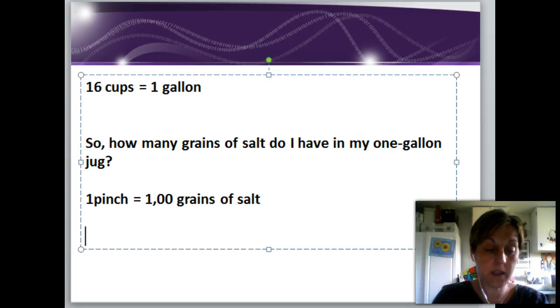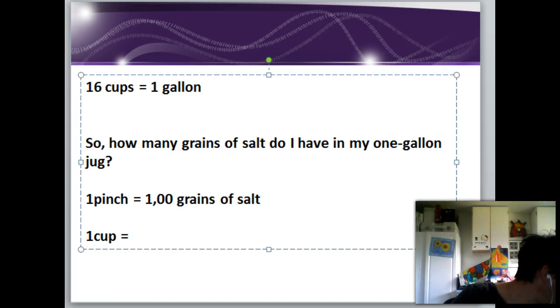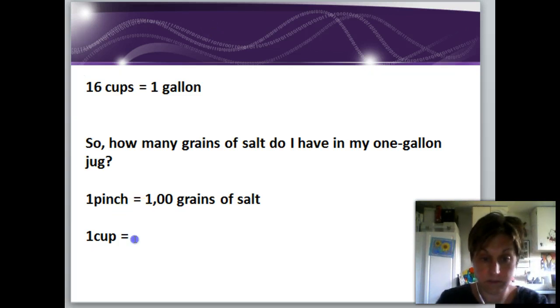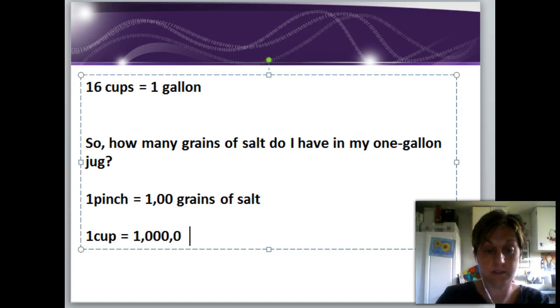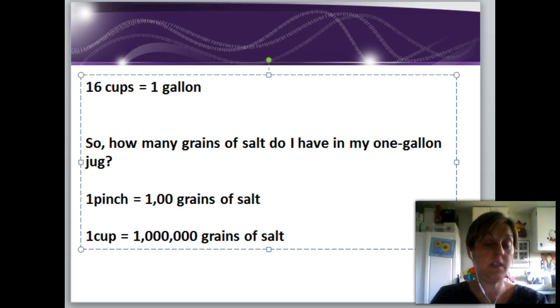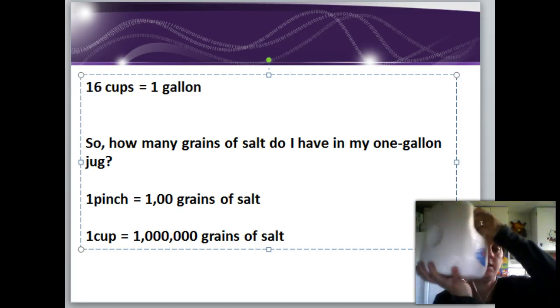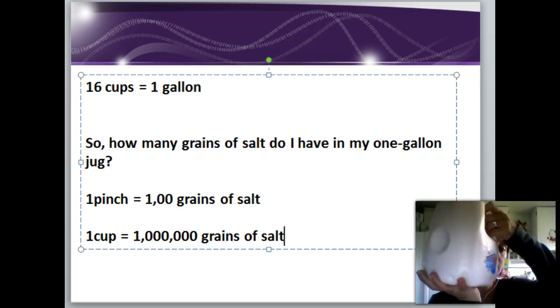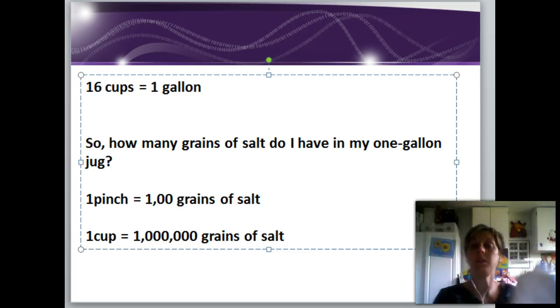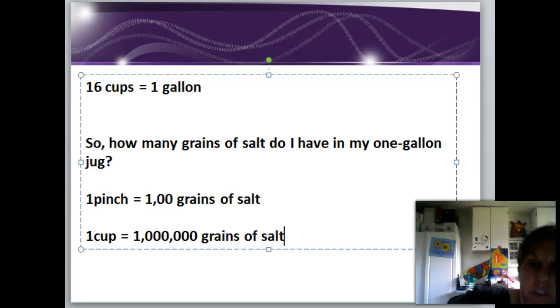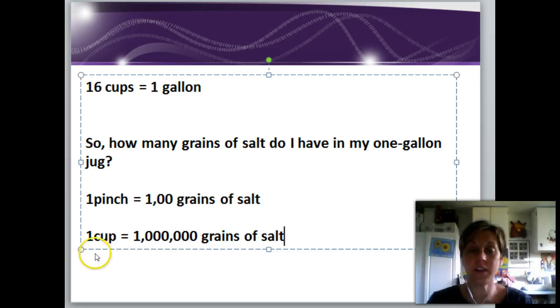If I have 1 cup of salt, that would be approximately 1 million grains of salt. So now could we figure out how many grains of salt are in my 1 gallon container? If 16 cups fit into here, how many grains of salt is that? Why don't you pause the recording and let's see if we can't figure that out.